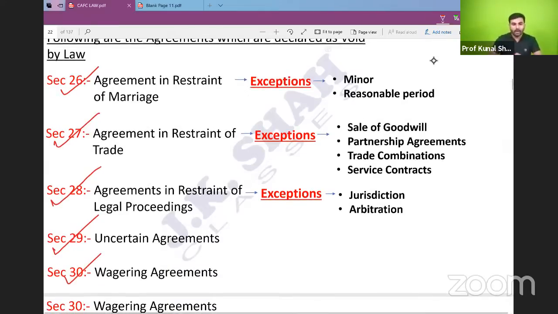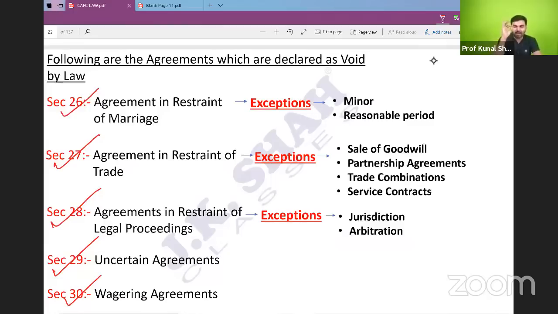See over here. Agreements in restraint of marriage, agreements in restraint of trade, agreements in restraint of legal proceedings, uncertain agreements, wagering agreements. All those agreements are agreements which are declared as void by law. When the agreement itself is declared as void by law, there cannot be a contract. And when there cannot be a contract, how come there be a question of a valid contract?